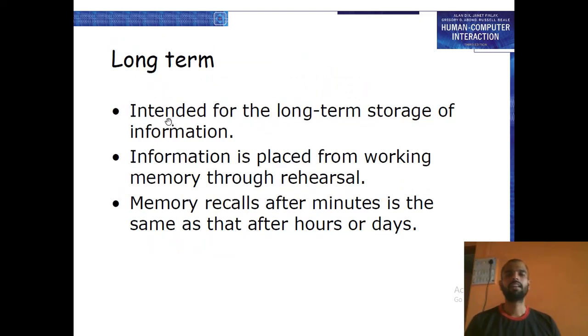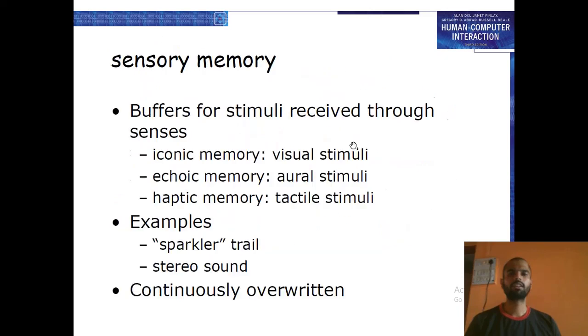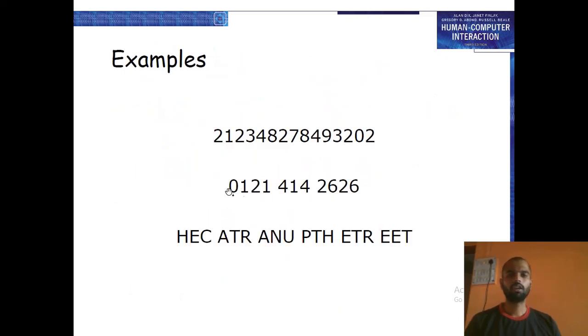Long term memory is intended for the long term storage of information. Information is placed there from working memory through rehearsal. That means something which is stored in our short term memory, if we continue to rehearse it again and again, will lead to the storage of that thing in long term memory. For example, if I rehearse this number repeatedly, it will be stored in the long term memory.